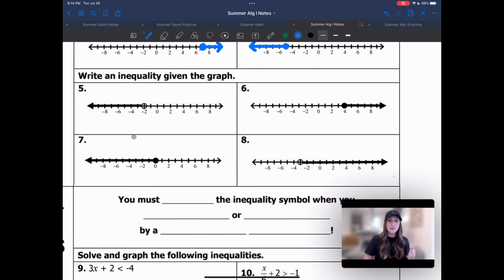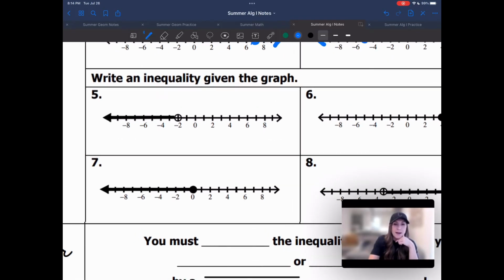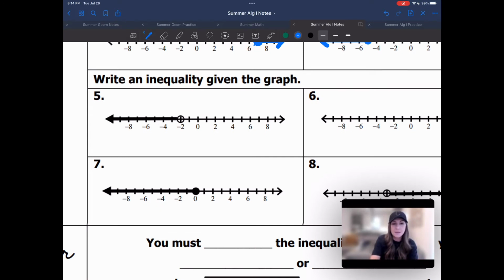Okay, now 5 through 8, they just want you to go in reverse here. So they're giving you the graph on the number line, and then you have to write the inequality that represents that graph. Okay, so let's take a look at number 5. I know it's going to be like X is something to a number, right? So let's look at the number where the circle is on. It's -2. So it's X is something to -2.